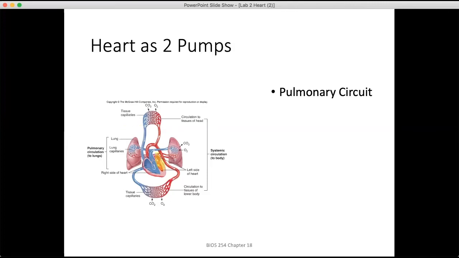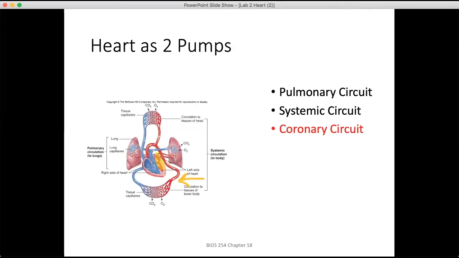The left side of the heart pumps blood into the systemic circuit. This circuit consists of blood vessels that carry blood from the left side of the heart to the tissues for gas exchange, and then back to the right side of the heart.